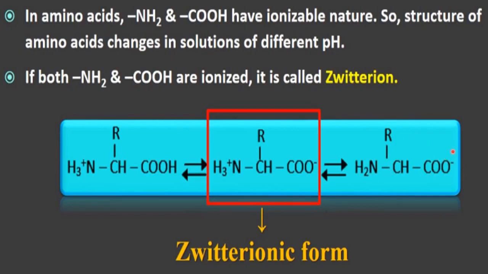So this structure is present in basic medium, and this structure of amino acid is possible in acidic medium, and here this is the structure of amino acid in neutral medium, and this is called Zwitter ionic form of amino acid because both negative and positive charges are present here, right?